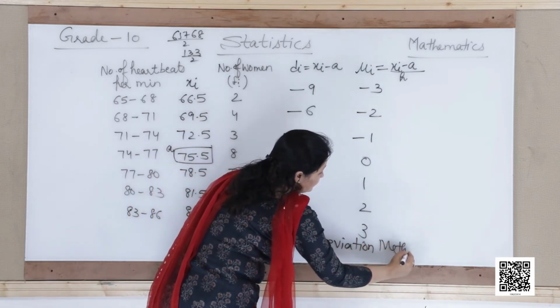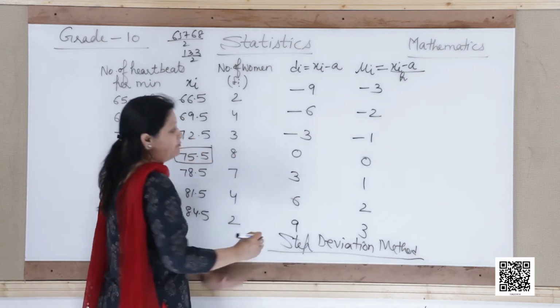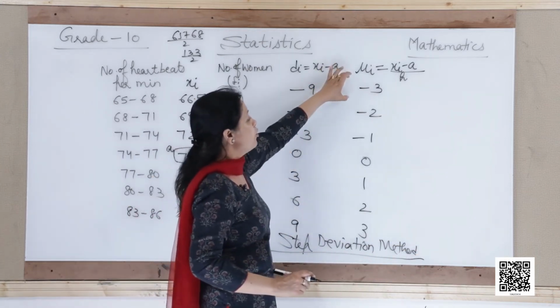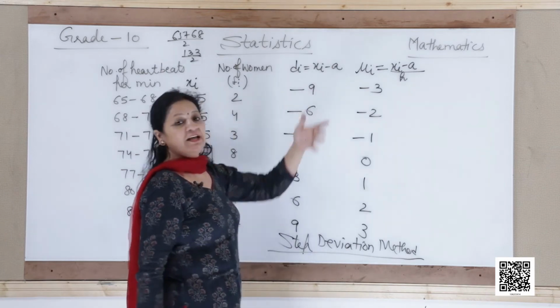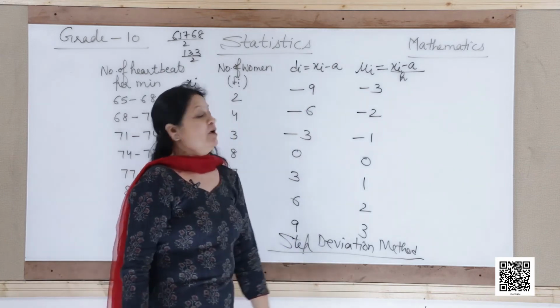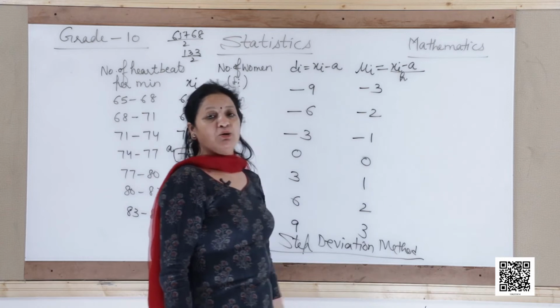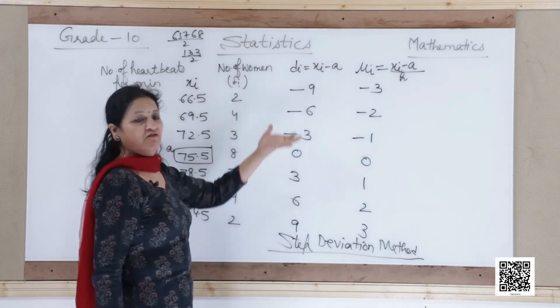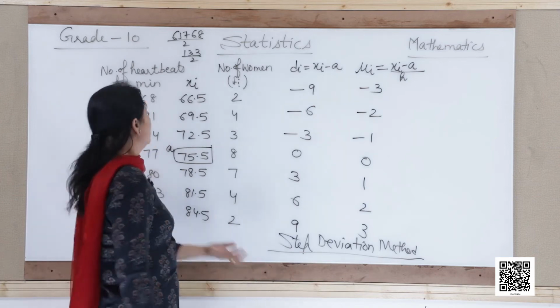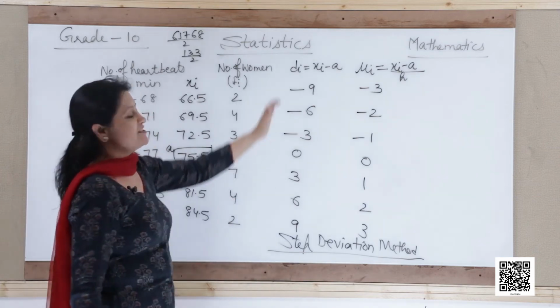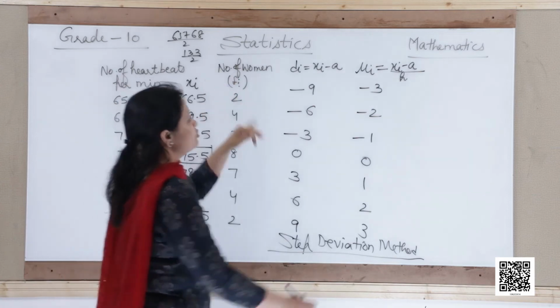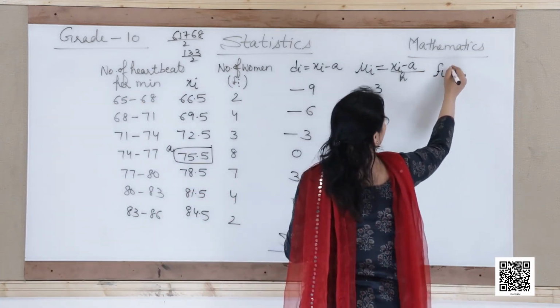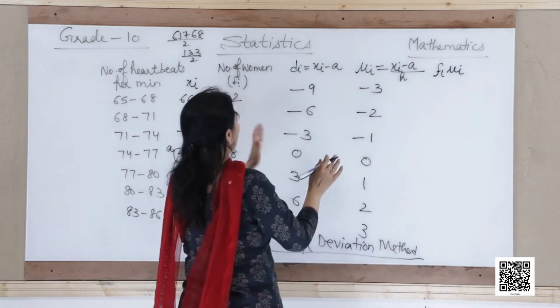So in step deviation method, we have already made more simpler numbers by taking ui. We can use this method only if every number is a multiple of a particular number, or where the difference between the terms is exactly the same. So now I'll find out fi into ui. Now multiply it, it will be more easier.